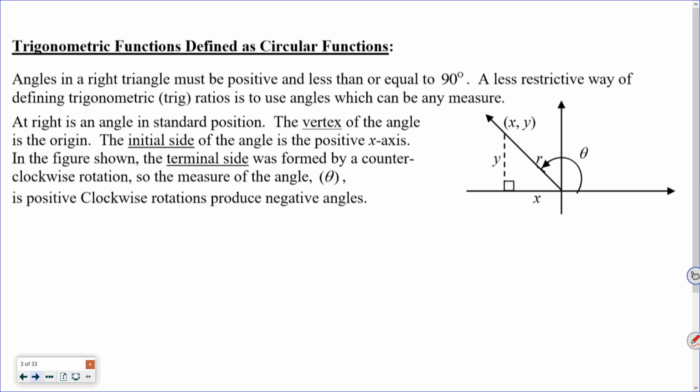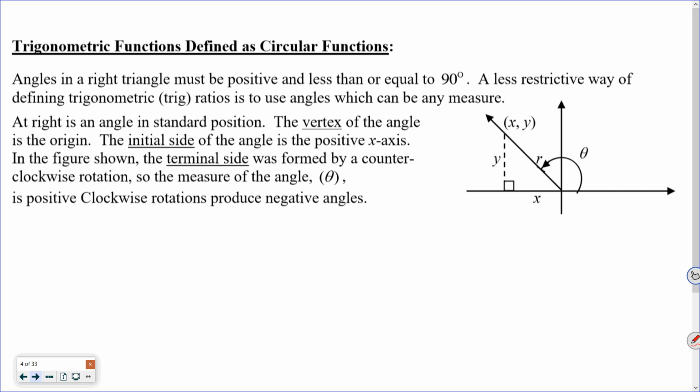What we do then to help us do other angles is we put the angle on the XY axis like this. We put it in what's called standard position. And now we can deal with angles that are bigger than 90 degrees, but we can also deal with negative angles going the opposite direction.